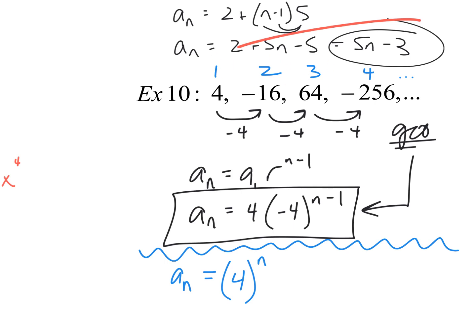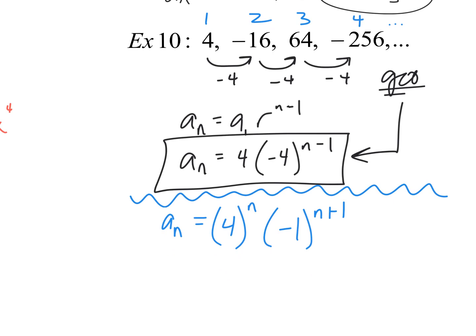I touched on this briefly in the first video for this section, but I'm also going to have this -1 to the n plus 1. And that is why the signs alternate. So again, let me plug in my very first term for n and see if it equals 4. When I do 4 to the first, and then -1 to the 1 plus 1, what does that equal? 4 to the first is 4, -1 squared is 1, that equals 4. That is my very first term.